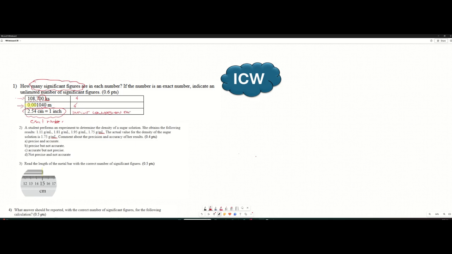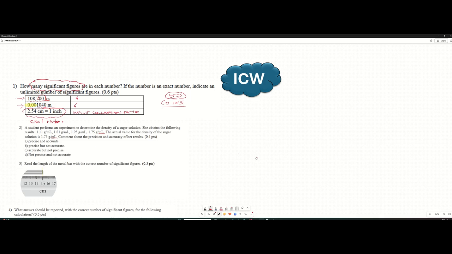Okay, the same thing will happen with coins, for example. If you have 50 coins, you have 50 coins for 50 people. You cannot change that, or you don't have 50 and a half students inside of my class. You can have 50. Okay, so that is an exact number, so it's an infinite conversion factor, so you don't count the significant figures over here.